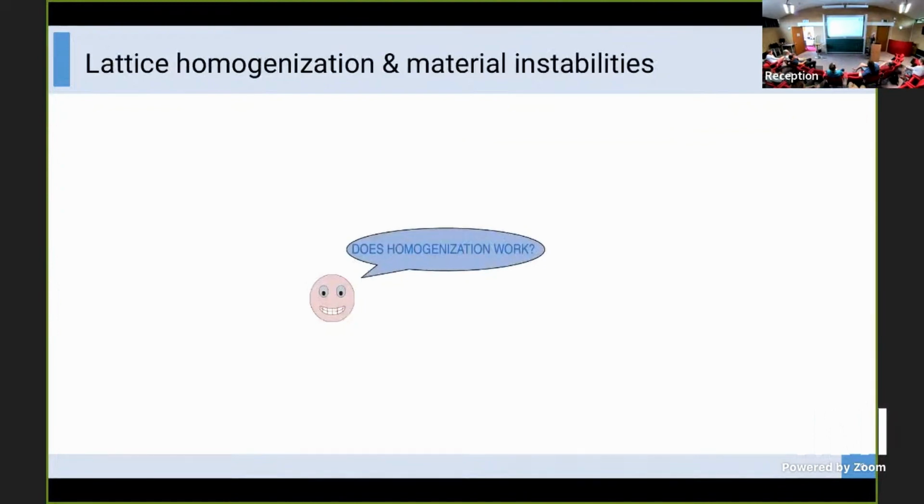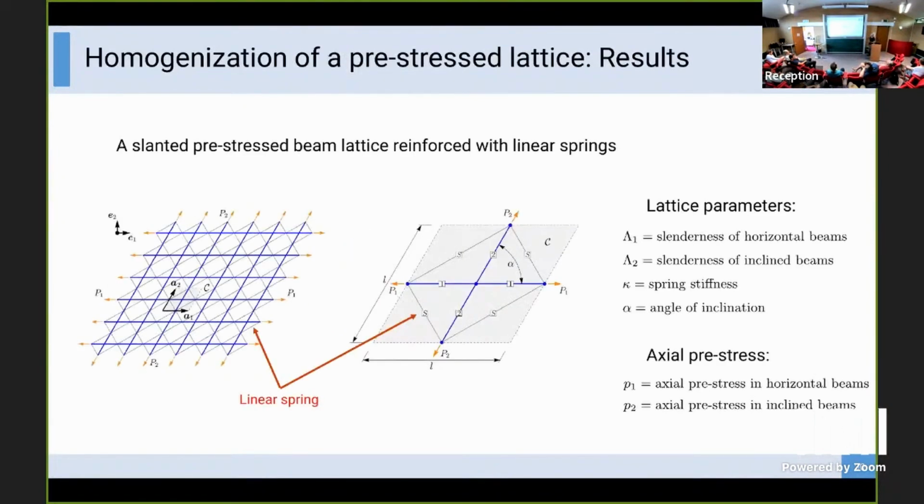So now I will try to answer the question, does homogenization work, with some examples. For this, I consider a specific geometry of the lattice. This is a slanted prestressed beam lattice reinforced with linear springs. The blue lines are Rayleigh beams, and the thin dark lines are linear springs.